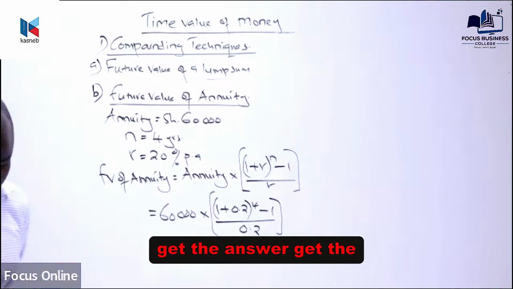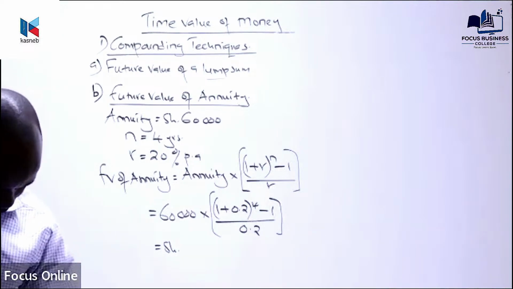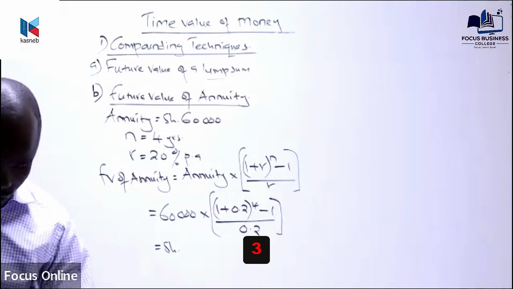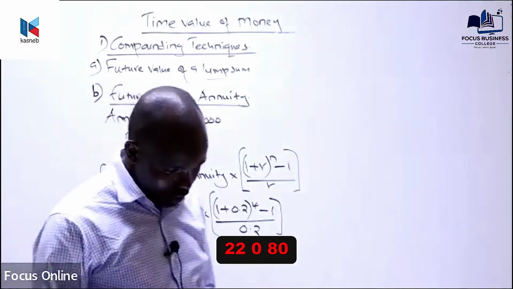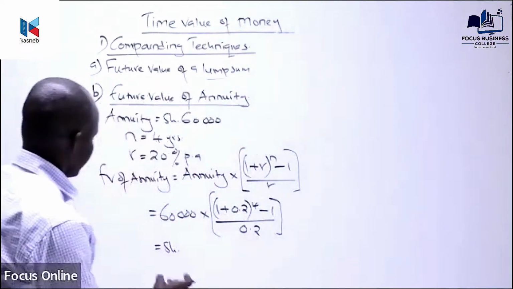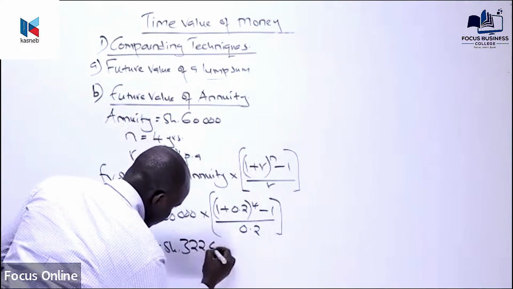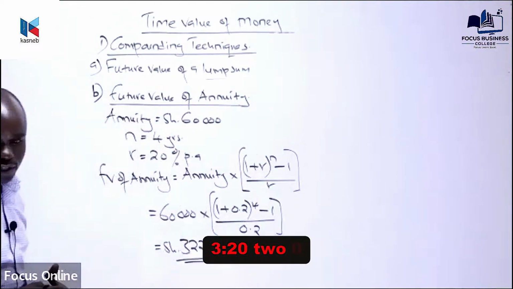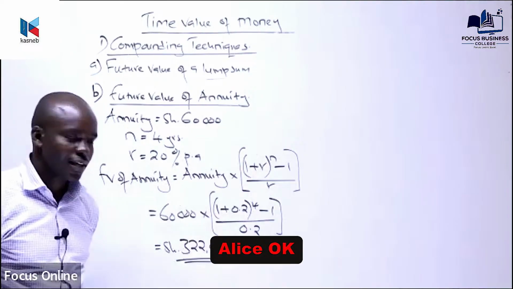Get the answer. $322,080. $322,080. Another person: $322,080. Okay, that's fine.